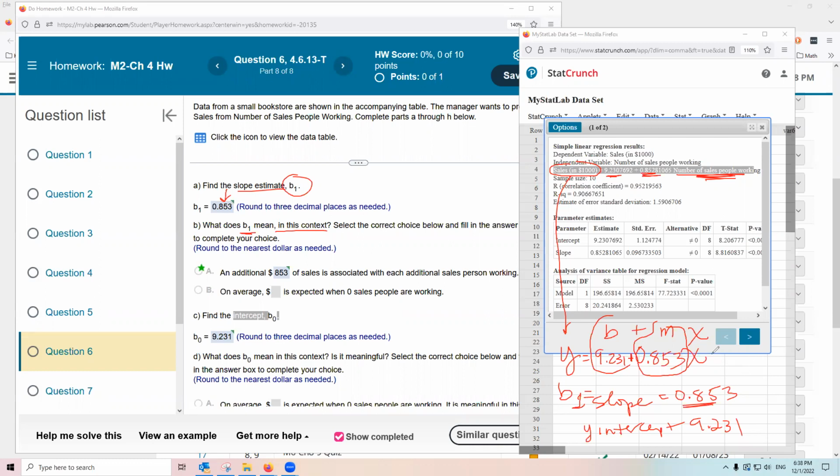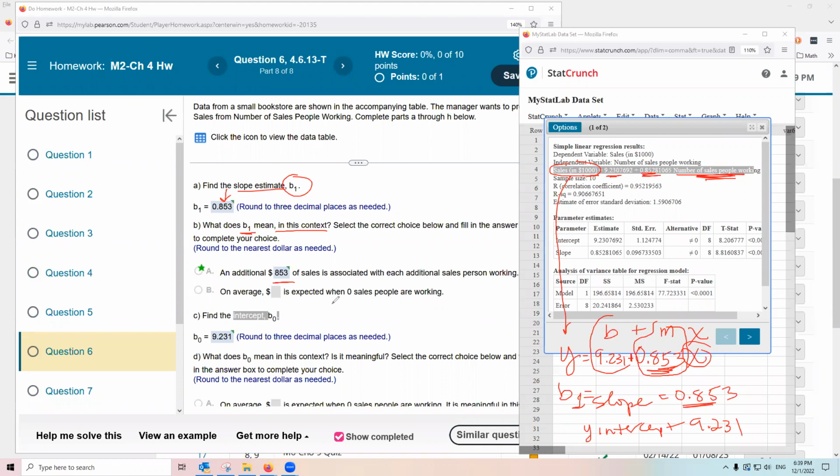Well, 0.853 is multiplying x. X is the number of salespeople you have out on the floor. So for each additional salesperson working, you're going to get an additional $853 in sales. The reason is the sales number is in 1,000. So when I have 0.853 here, it really means 0.853 times 1,000 in sales. So the slope is really anytime you change x by 1, the slope is how much y changes. So what this is telling me is if I add an additional salesperson out on the sales floor, I expect sales to go up by $853.